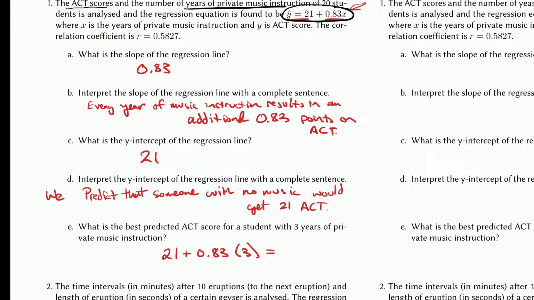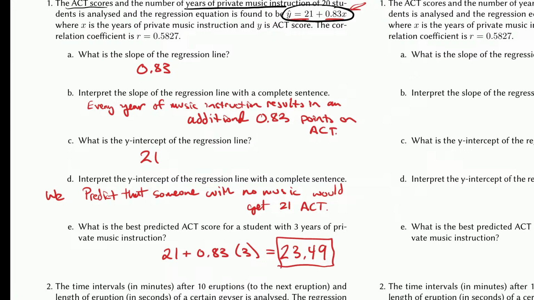And I got 23.49. And I realize that that's a decimal, and you don't get decimals on the ACT score, but as with a lot of statistics, we don't care. We're going to write it down like that. That's my prediction, which is kind of halfway between 23 and 24. So if someone got either a 23 or a 24 with 3 years of private music instruction, I'd call that a win.